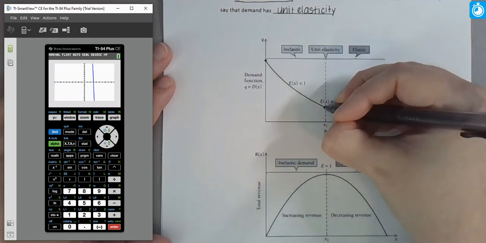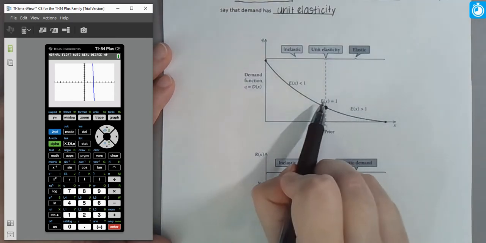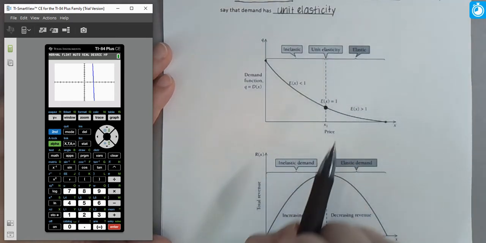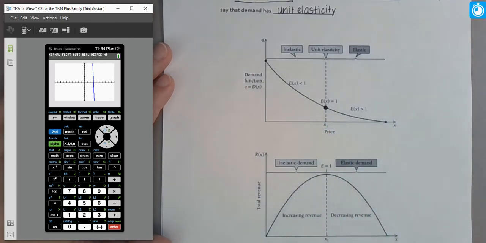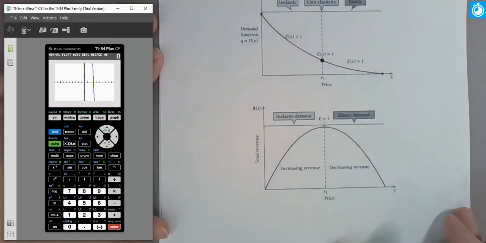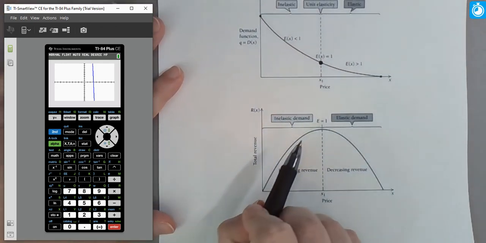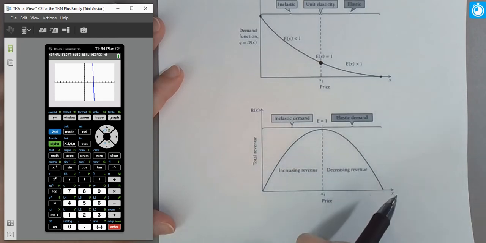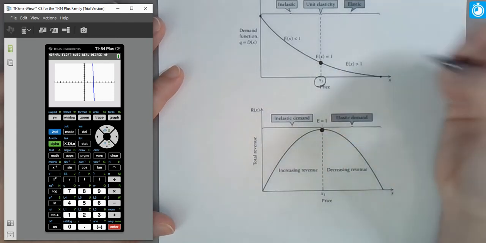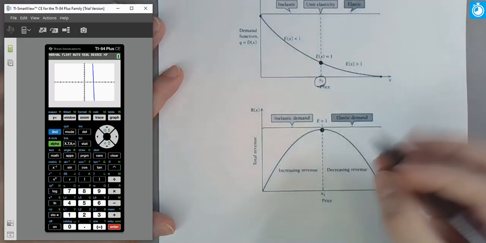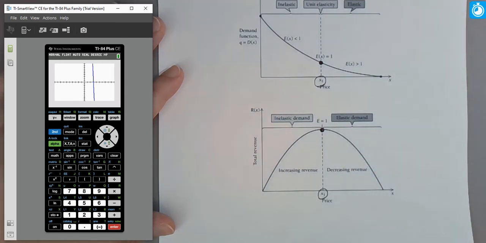Somewhere in the middle is the sweet spot where our elasticity is equal to 1, where we balance the changes in price with the changes in demand, with demand's response to those changes in price. And as it turns out, if we look at our revenue function, which we know will increase to a certain point and then decrease from there, it just so happens that the price where we have unit elasticity and the price where we maximize our revenue are the same. They occur at that same price.